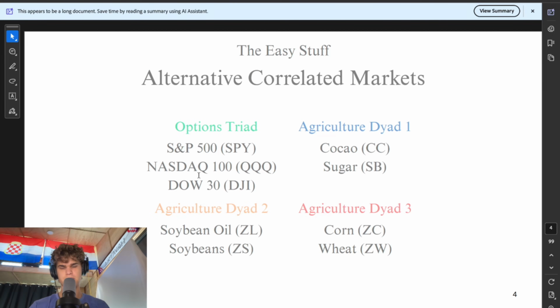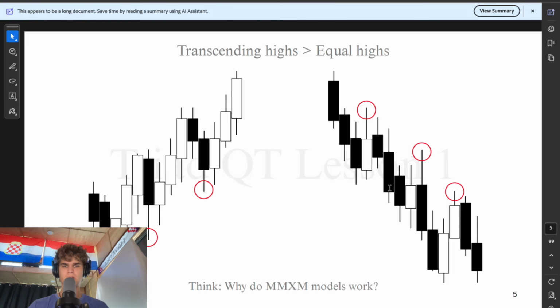Options triad, pretty much just the same as the indices triad there, but just the options contracts. Agricultural dyads 1, 2, and 3. Pretty simple. Cocoa, sugar, soybeans, corn, and wheat. There are more, but I don't think anybody's really trading these anyways. So moving on to transcending highs are better, I guess, than equal highs. This is a greater than sign, but anyways. Think, why do market maker models work?